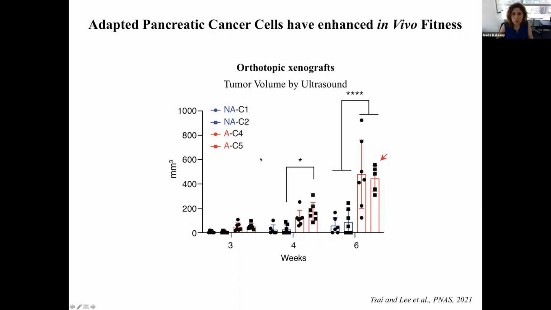So far what I've shown you is that adaptation of pancreatic cancer cells to low glucose, low glutamine media endowed them with enhanced proliferative fitness in vitro that also translated in vivo, allowing them to grow much faster. It's like they were primed for growth under nutrient-deprived conditions.